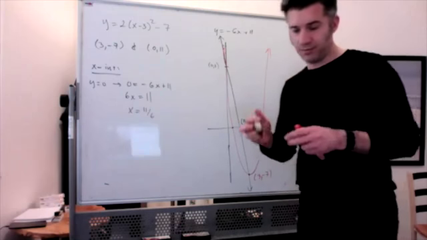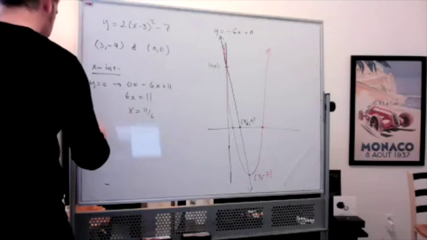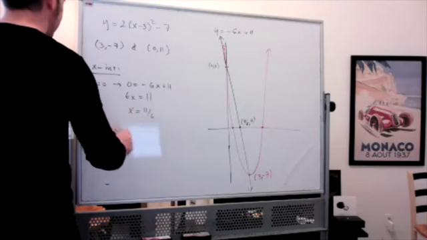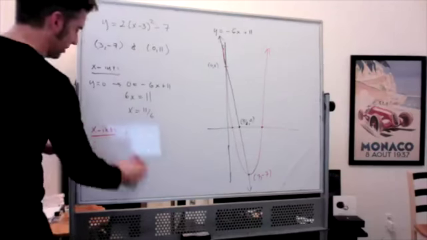And then what I really want to do is show you how to find the x-intercepts for the other one. There's something actually kind of special about this. So for y equal to 2 times x minus 3 squared.